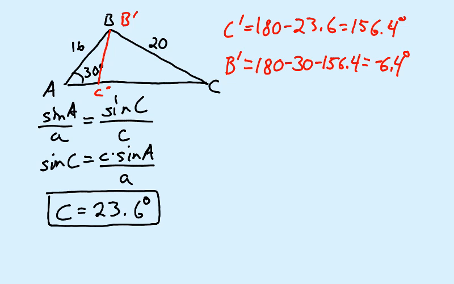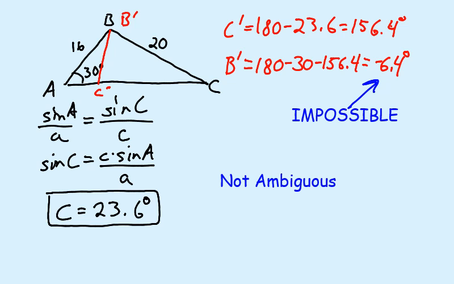How can you have negative 6.4 degrees in a triangle? Well, the correct answer is you can't. It's impossible. Which means that this negative number means that my triangle is not ambiguous. Even though I gave you a side-side-angle situation, this exact triangle, because of its dimensions, is not actually ambiguous. But you would have to test in order to know that.